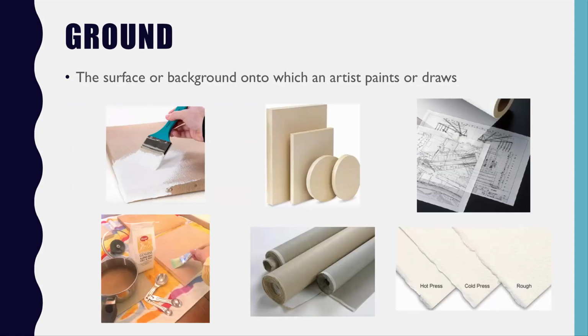Okay, ground. This is whatever surface the artist is working on top of. You can have grounds like on canvas. You see someone gessoing. Ground on wood panels. Wood panels are really popular for artists to draw and paint on. In the bottom left, this is where the artist is preparing the panel with rabbit skin glue.